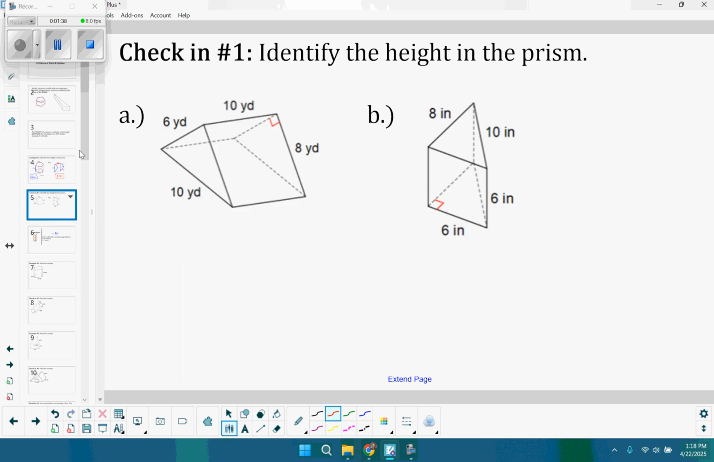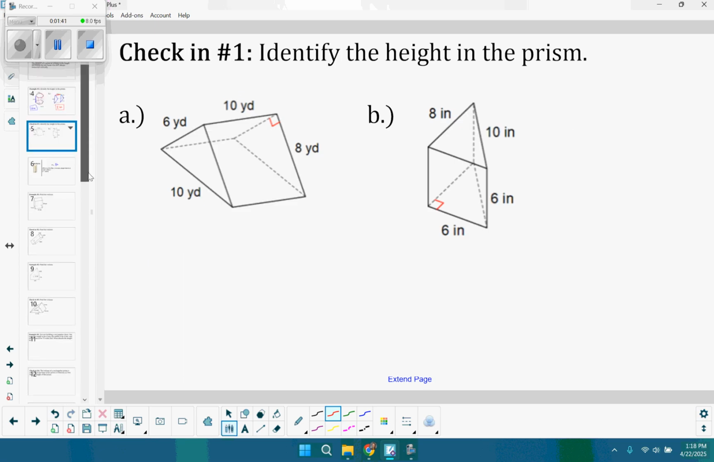So there's 2 here for you to try. You can pause. Answers are posted on Google Classroom.